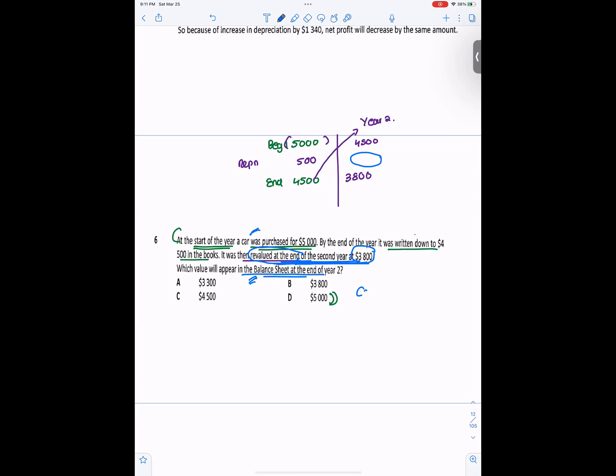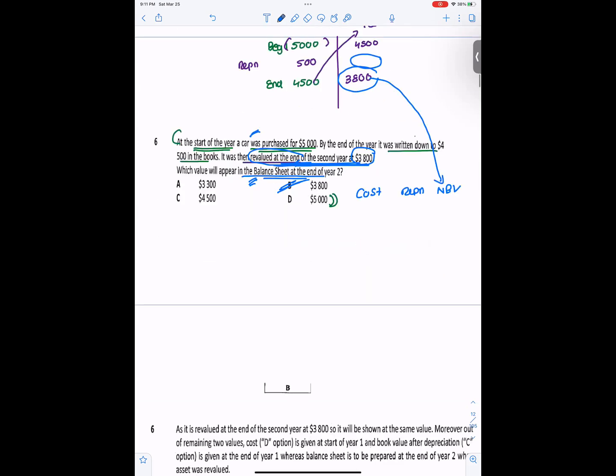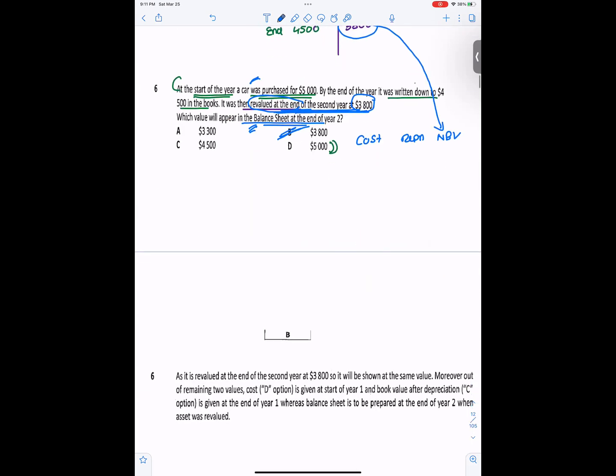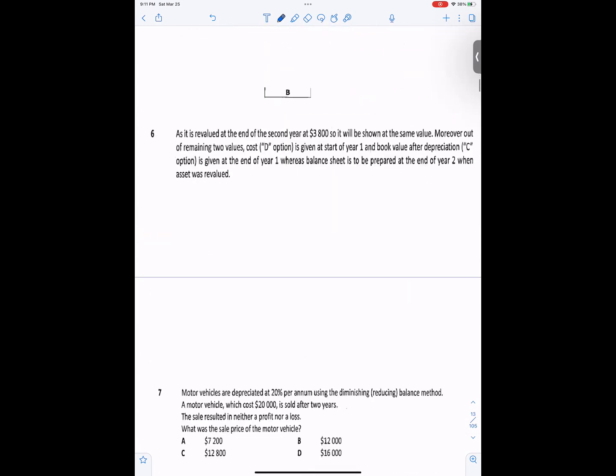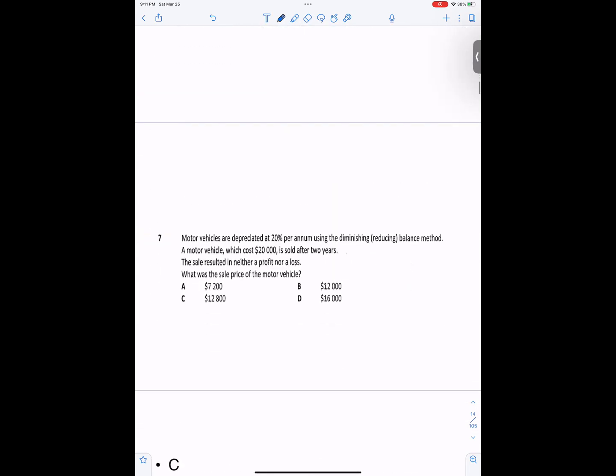Do you write the cost of the asset? Do you write the depreciation of the asset, or do you write the net book value? Net book value. So at the end of year 2, this will be the thing that is written in the balance sheet: the net book value. 3,800. Oh, this was so easy. With me? Come on, seventh one.